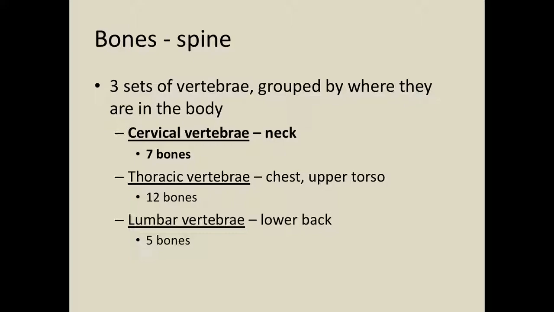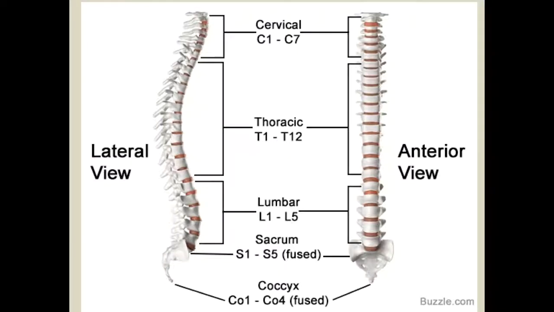In your spine, we know we have 3 sets of vertebrae, and we group them based on where they are in the body. We've already done thoracic and lumbar, but we're going to focus now on the cervical ones, which are in your neck, and you have 7 of them. So, here's a picture for you again. Cervical is the neck, thoracic is where the ribs attach, so the chest area. Lumbar is the lower back, and then the sacrum and coccyx are down by your hips.